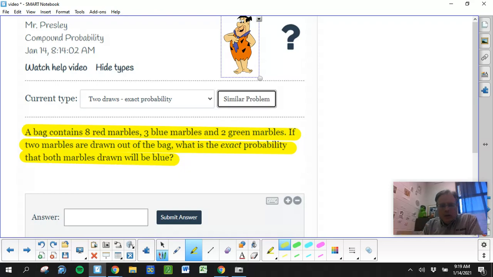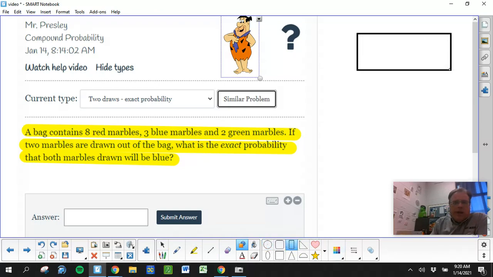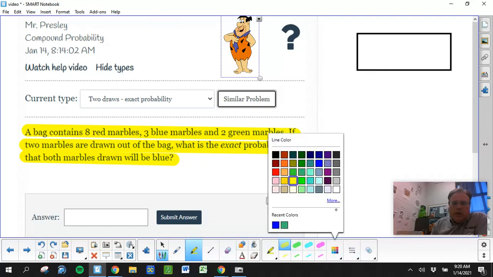Okay, so you got a bag of marbles, mixed colors, you pull out one and then you pull out another, and the question is, what's the probability that you get 2 blues? That's all they're asking. Now, I may not do this on every problem, but for this problem, I'm going to draw a little box to represent my bag.